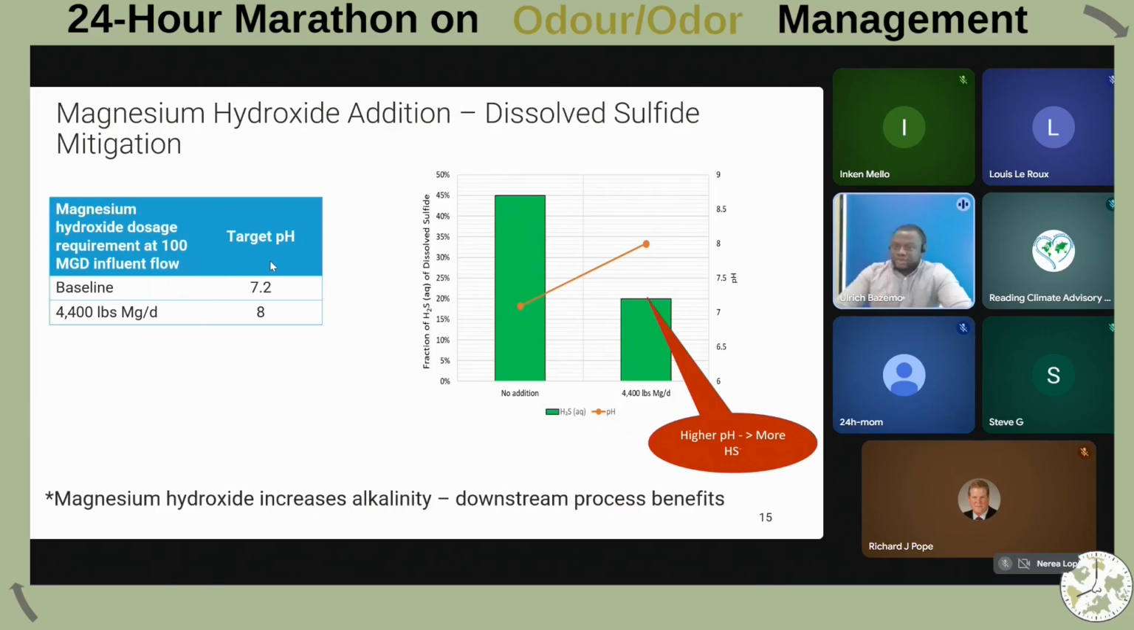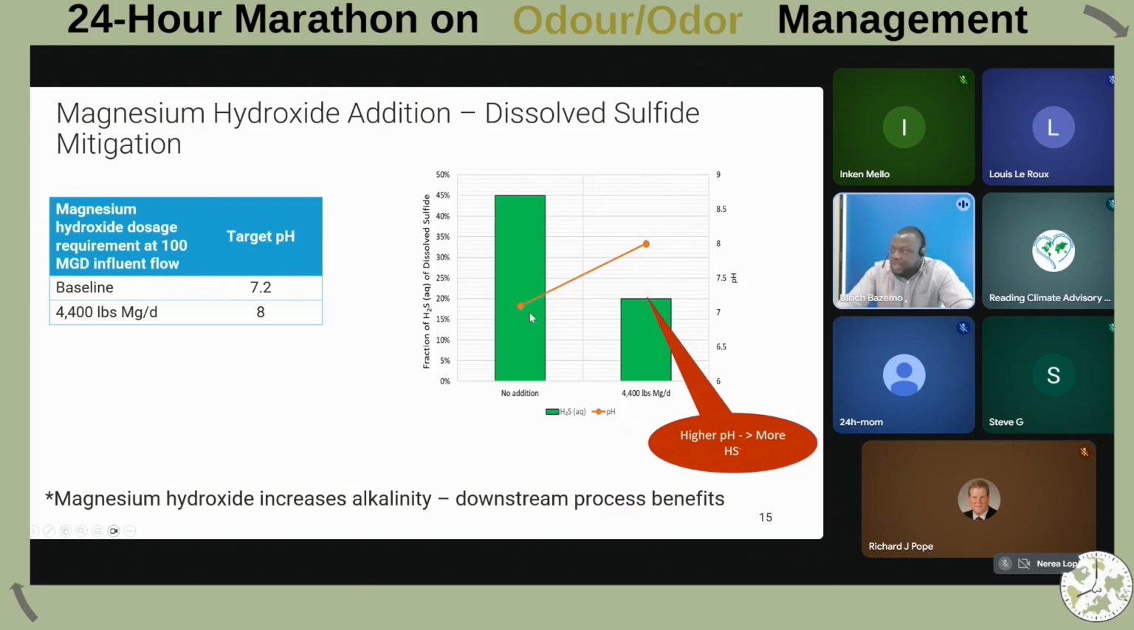All right, so for mag hydroxide, we know that the sulfide equilibrium in the wastewater is driven by pH. So when we add mag hydroxide, we don't necessarily care about the sulfide in the wastewater, but what is important is to increase your pH. By increasing your pH, you lower the fraction of sulfide that can go to gas phase. So at 4,400 pounds of mag addition per day, we will target a pH of 8.